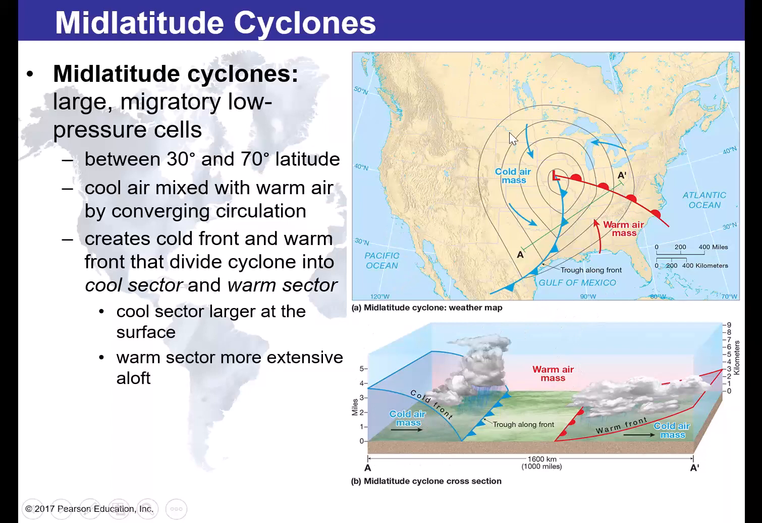So a mid-latitude cyclone is a large, migratory, low-pressure system. So it is an expansive system. As you can see here, this system right now is covering the majority of the United States. And importantly, we have a low-pressure system in here.